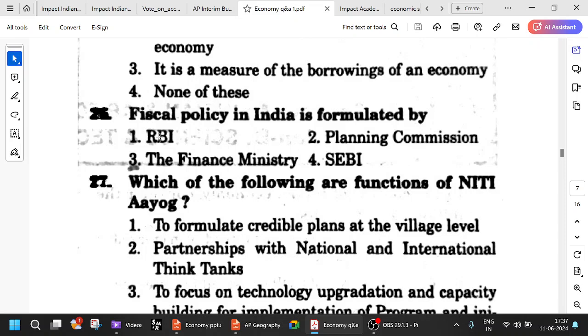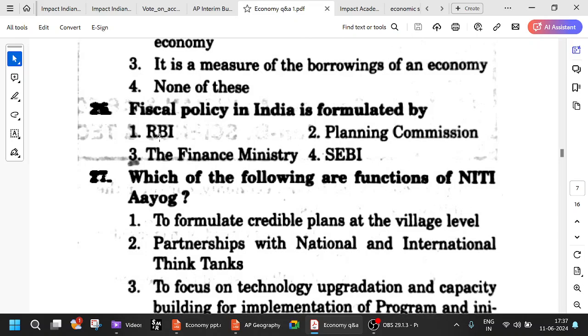RBI on the other hand gives monetary policy. Now what is monetary policy? What is the CRR? What is the repo rate? What is the reverse repo rate? So by using those monetary policies, the RBI tries to control the amount of money, that is the liquidity in the markets. Okay, so RBI gives the monetary policy, and the fiscal policy is given by the finance ministry.